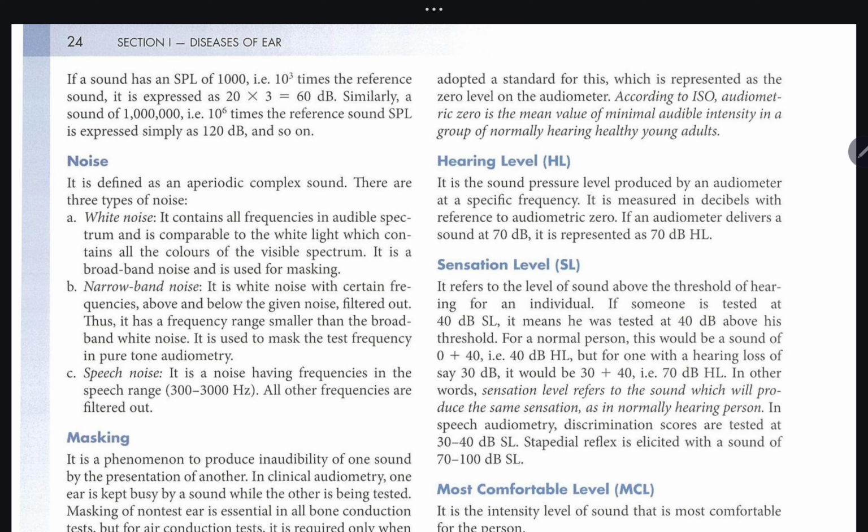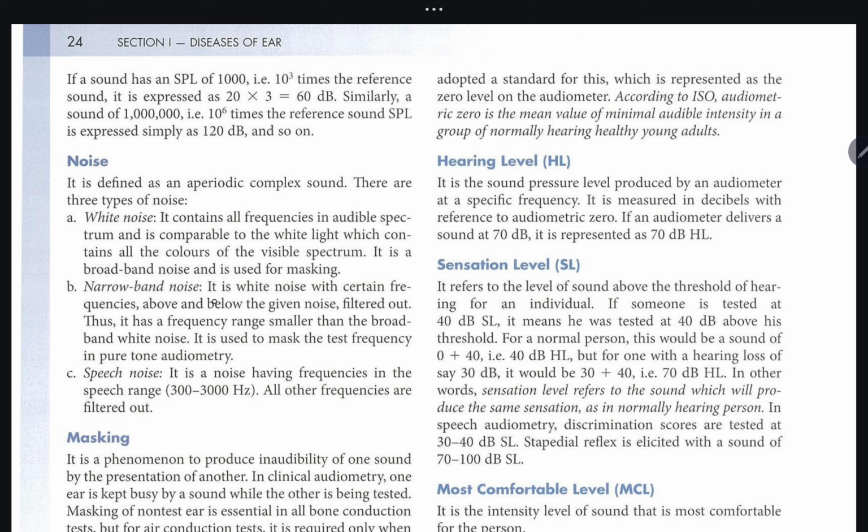Noise. It is defined as a aperiodic complex sound. There are three types of noise: white noise, narrow band noise, speech noise. White noise contains all frequencies in the audible spectrum and is comparable to the white light, which contains all the colors of the visible spectrum. It is a broadband noise and is used for masking.